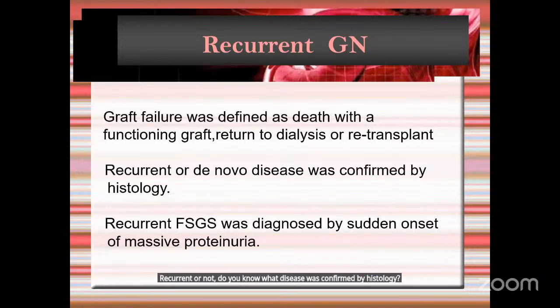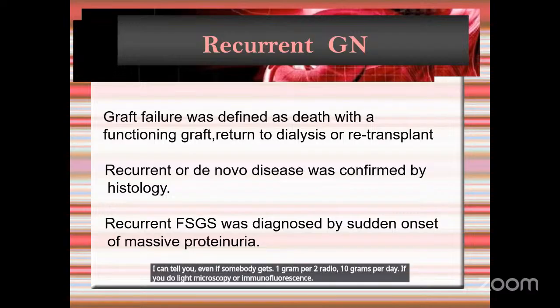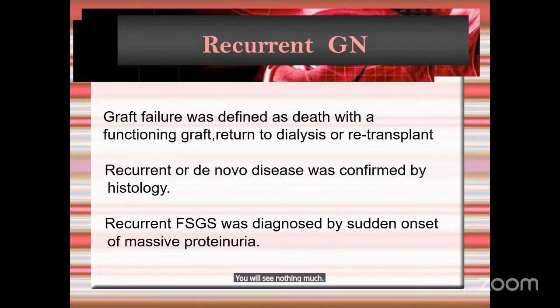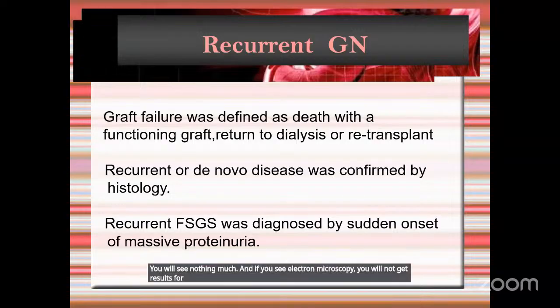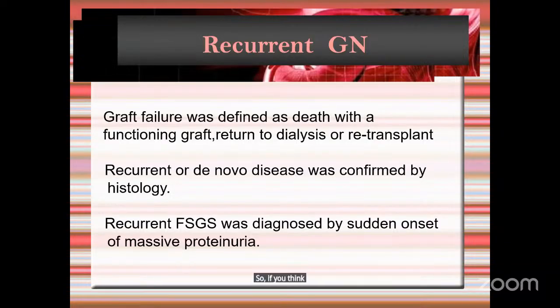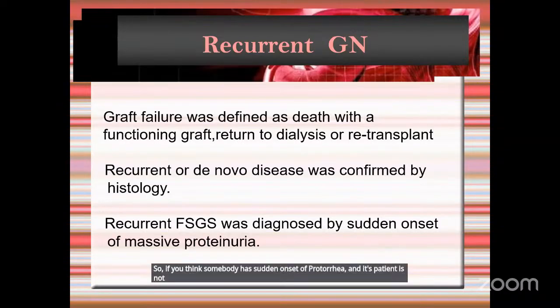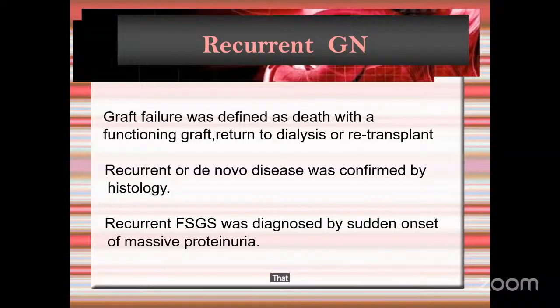Recurrent FSGS was diagnosed by sudden onset of proteinuria. I can tell you, even if somebody gets 1 gram proteinuria or 10 grams proteinuria, if you do light microscopy or immunofluorescence, you will see nothing much. And if you do electron microscopy, you will not get the result for 3 weeks. So if you think somebody has sudden onset of proteinuria and the patient is not coming down to stationary after a few days, I take that as recurrent FSGS, even if the biopsy is normal.